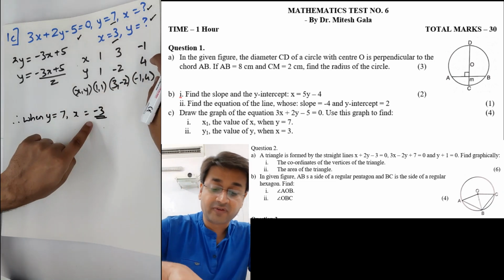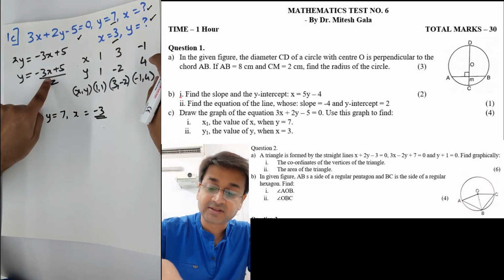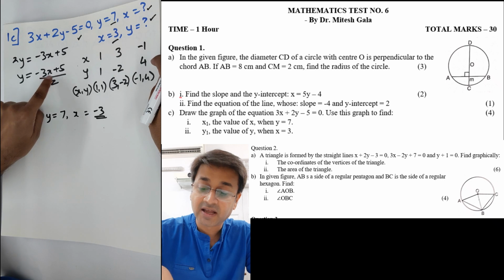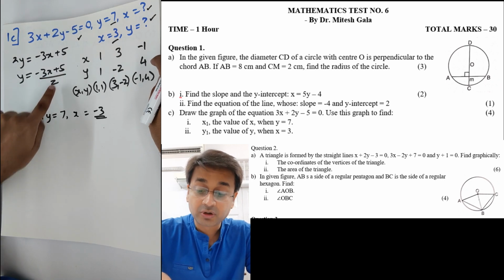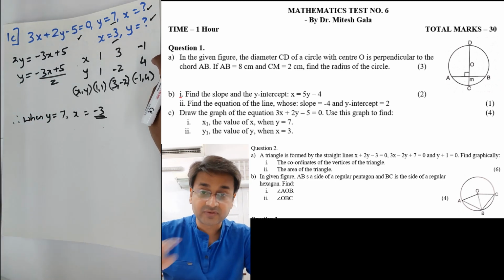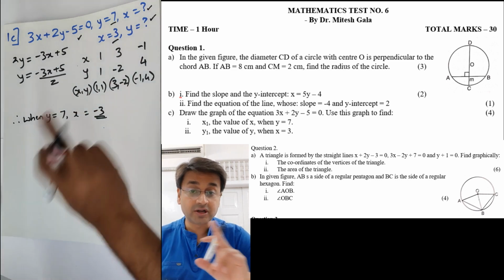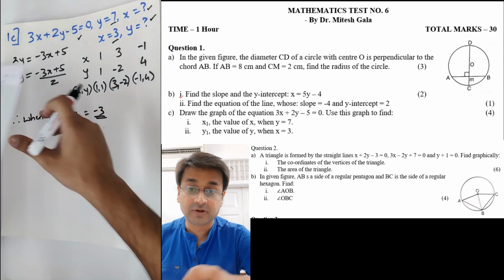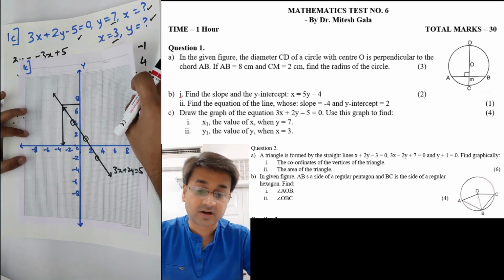If you want, you can verify this, okay? If x is minus 3, so minus 3 times minus 3, 9, 9 plus 5, 14 divided by 2, 7. So always verify your answer, okay? But don't get your answer by substituting y over here. You have to draw it from the graph, okay?